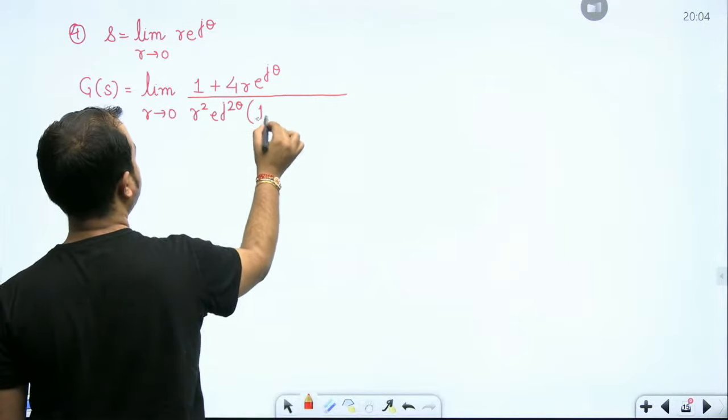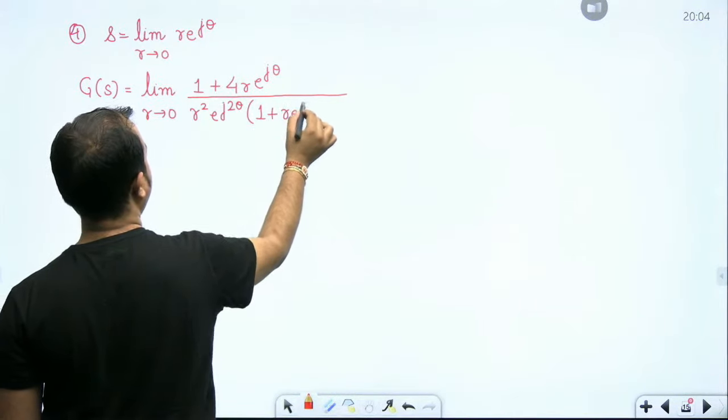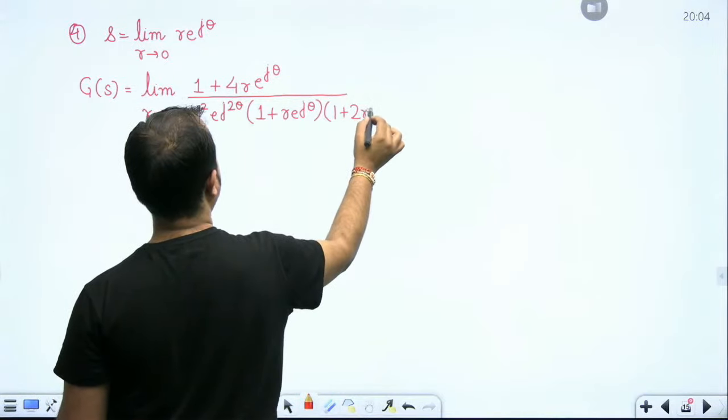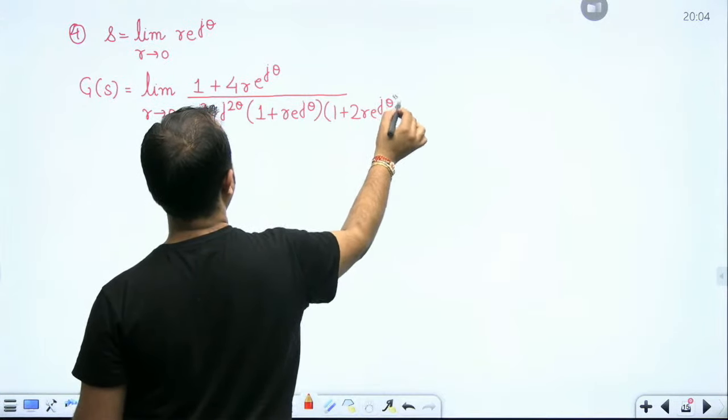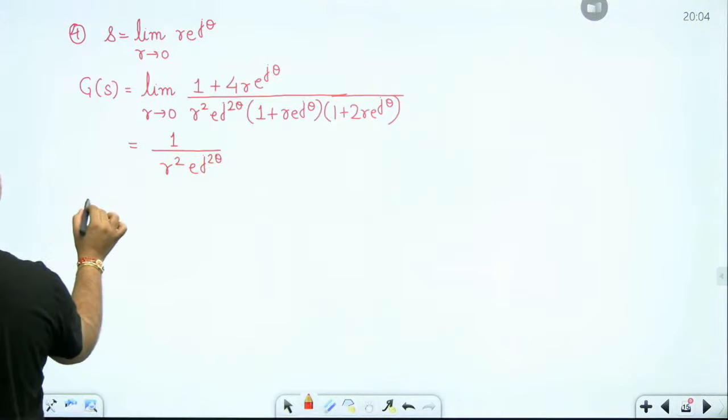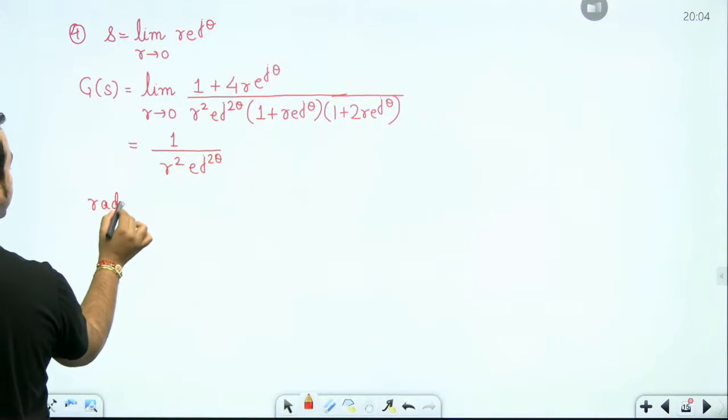Okay, and guys, tomorrow I think again we have a DPP session. So we'll see more problems and this concept will be cleared. Don't worry about it. Now when you put r tending to 0, you can ignore r in front of this. So that means the radius tends to infinity.